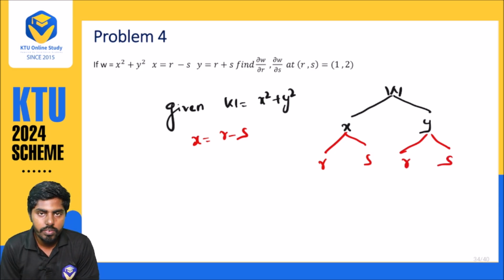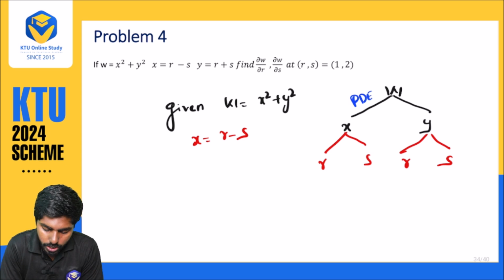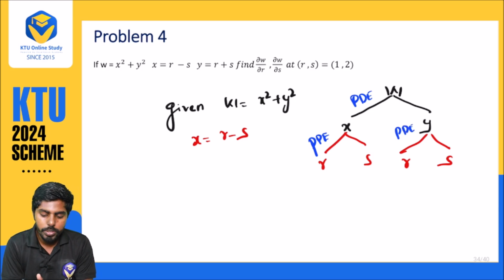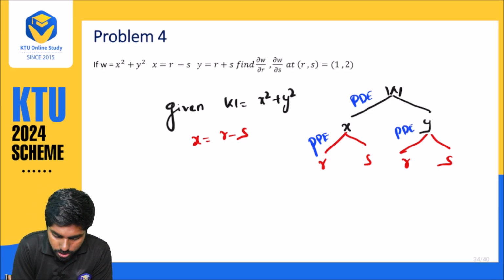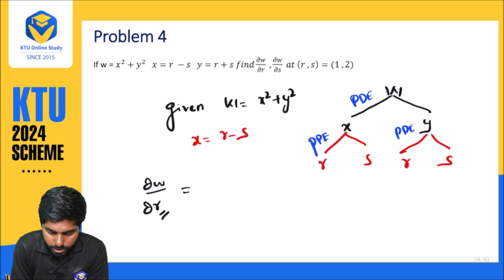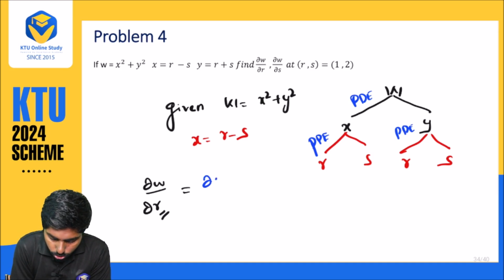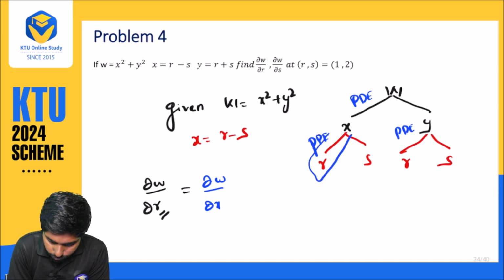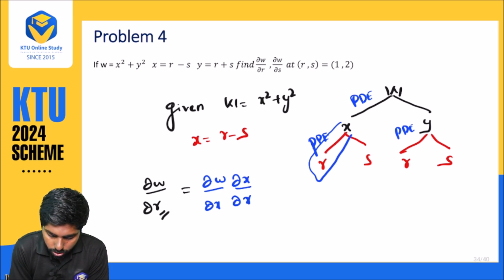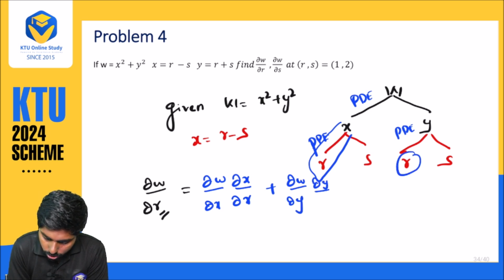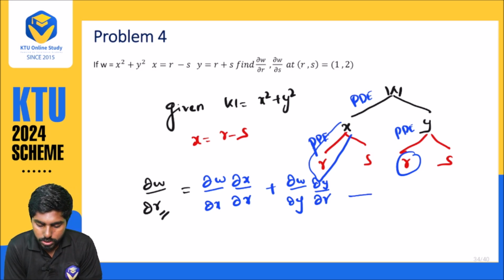That means everywhere you want to do the partial derivative. So what will the formula become? You want to be very careful. The formula is dou w by dou r, that is with respect to r they are asking. That means first, dou w by dou x times dou x by dou r, plus dou w by dou y times dou y by dou r. So this is our first formula.